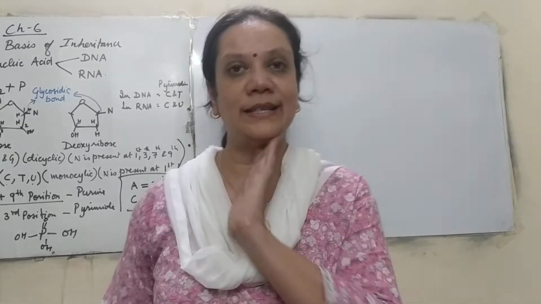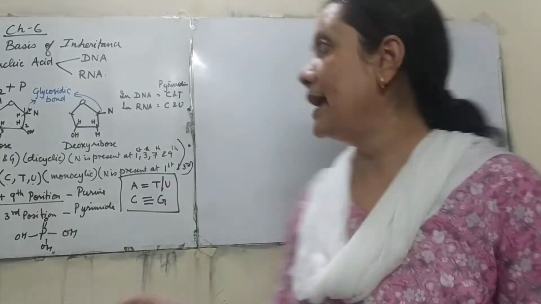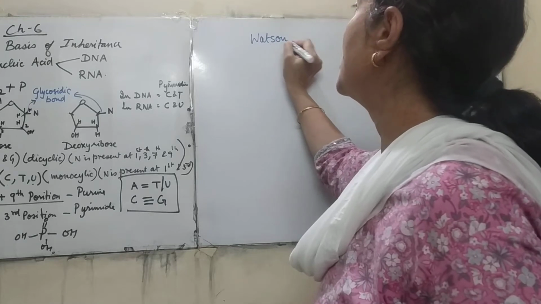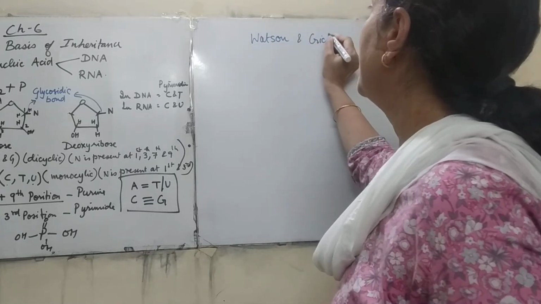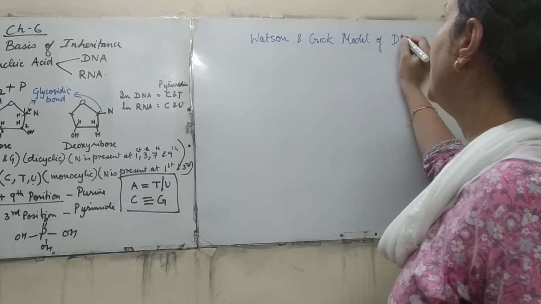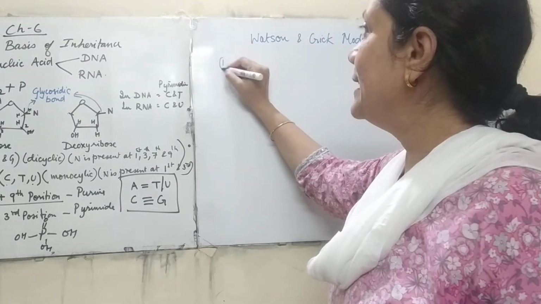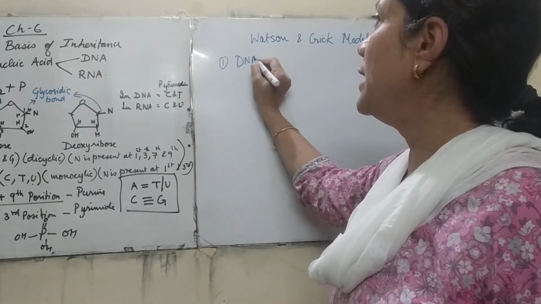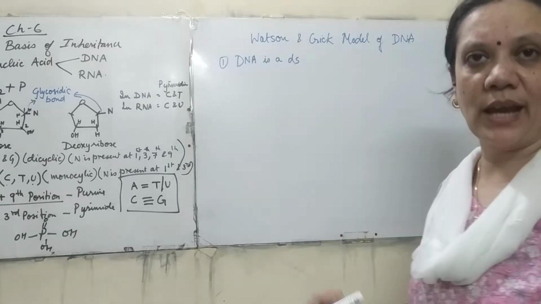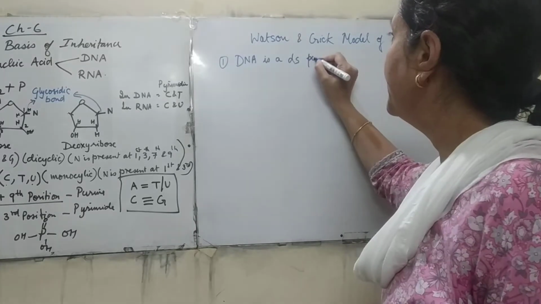Now let us try to understand the structure of DNA that was given by Watson and Crick. So, Watson and Crick model of DNA. What did he say? He said that the DNA is actually a double-stranded, DS we write it, double-stranded polymer.